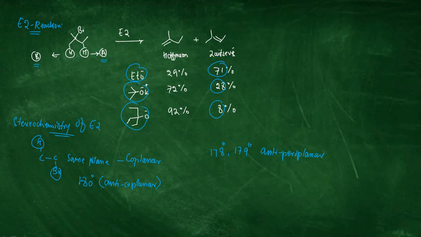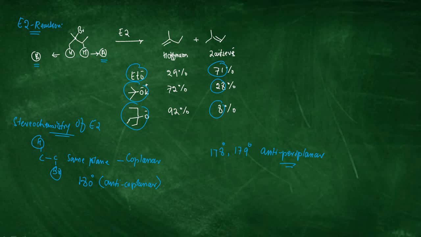Anti-periplanar is more appropriate as compared to anti-coplanar, because we are not certain about the exact angle between the proton and the leaving group in the substrate. So it is more appropriate to use the anti-periplanar terminology, because the reaction can take place even if the dihedral angle between the two groups is less than 180. Even if it is 178, the E2 elimination reaction takes place swiftly.